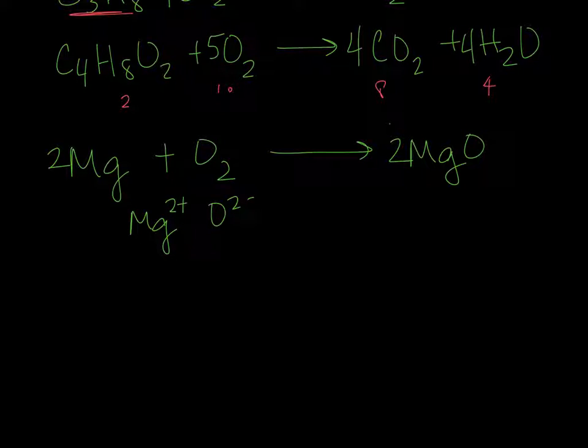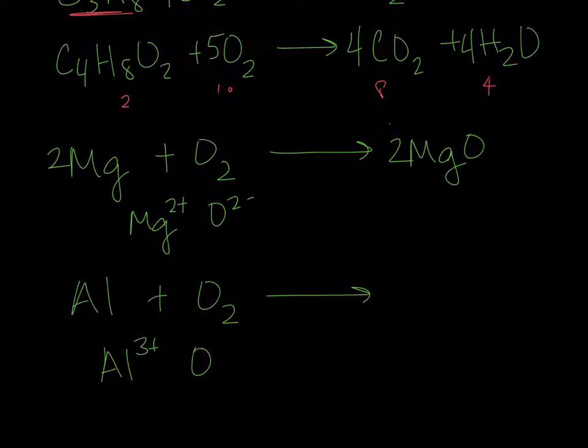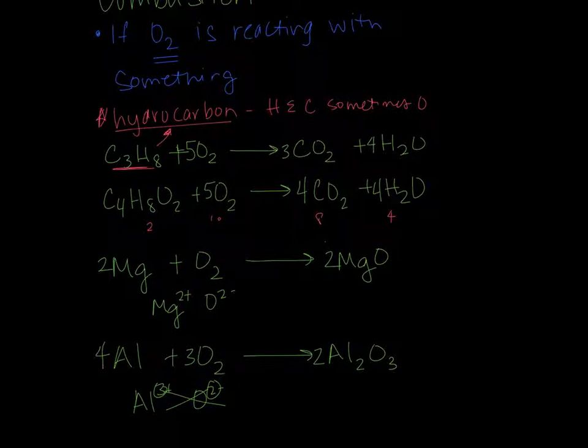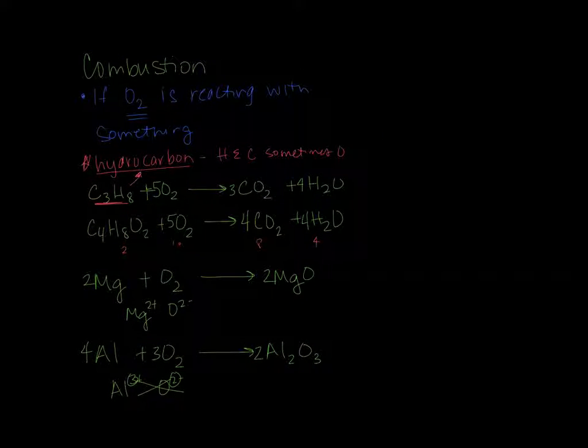All right, let's do one more like that. So we have aluminum and oxygen. Aluminum is 3+, and that comes right off the periodic table. Oxygen is 2-. So if we cross those down, we get Al2O3. So we need 2 here, 3 here, and 4 there. All right, so that's pretty much combustion. All right, there you go. Give you a second in case you missed anything.